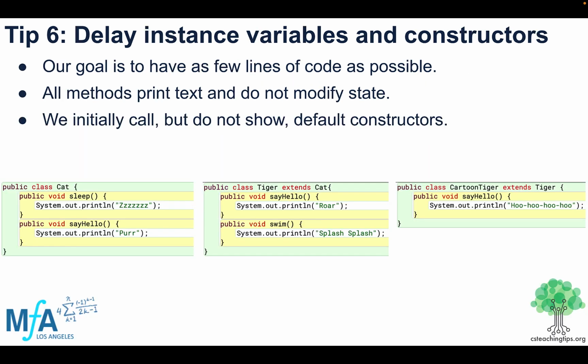Tip 6, we delay instance variables and constructors. So our goal is to have as few lines of code as possible. And so based upon that, all of our methods print text and do not modify state. And again, we implicitly call, but we don't show default constructors. You can see that in our code examples below.